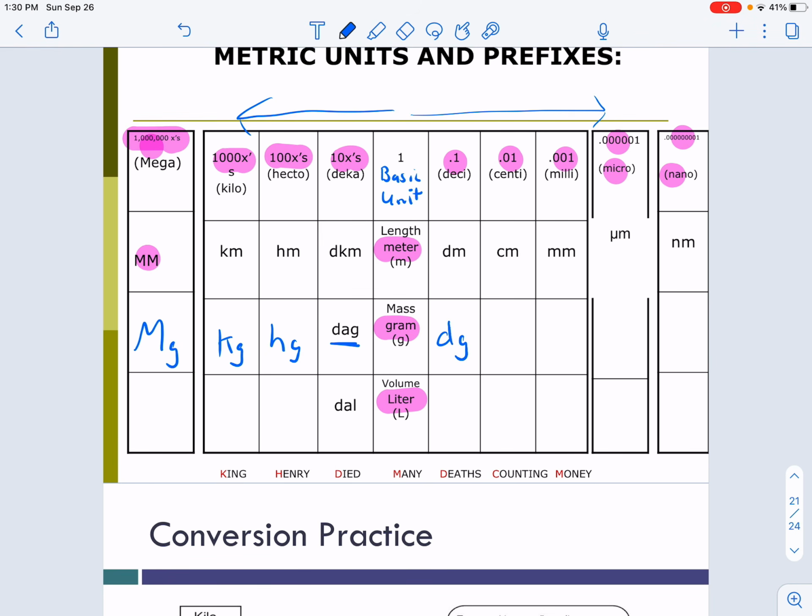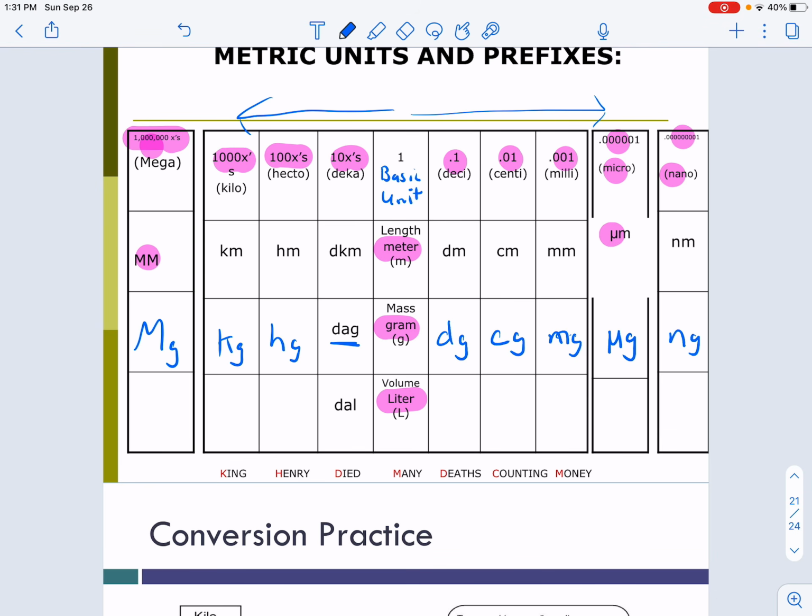A decigram is dg. A centigram, a milligram, a microgram, and a nanogram. This little symbol you guys will see here is the Greek symbol mu. And that Greek symbol mu, mu is how you pronounce it. Mu stands for micro, so it's a microgram.